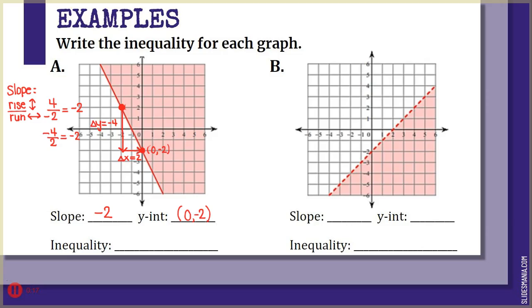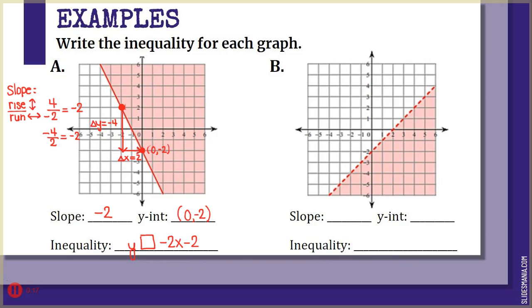Now, I'm going to go ahead and write this as y, and I'm going to leave a space because we have to know what inequality symbol to put in there. But we do know that our slope is -2, so it's -2x, and our y-intercept is -2, so it's minus 2. Remember, we're looking at y equals mx plus b, where m is our slope and b is our y-intercept. So now I just have to decide which inequality symbol I need to put in the box.